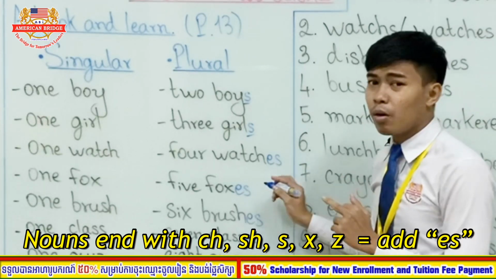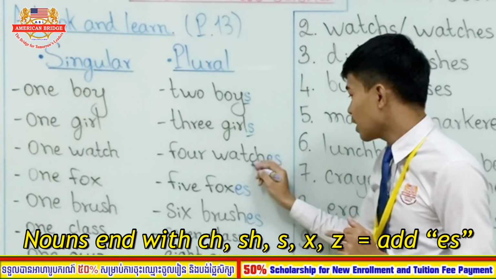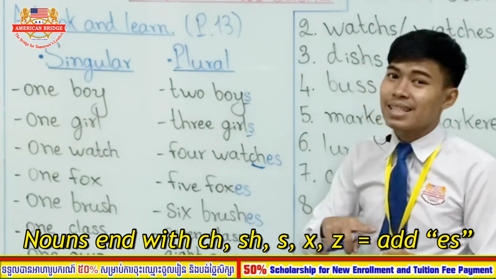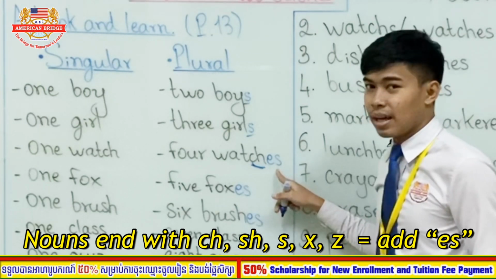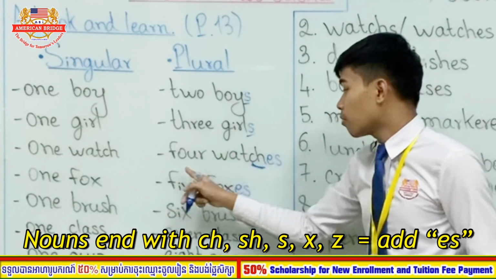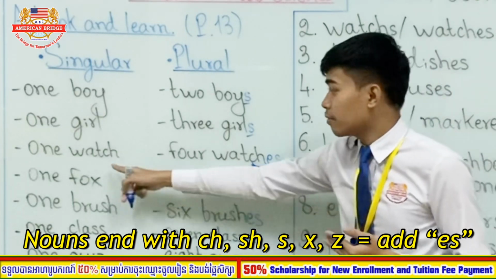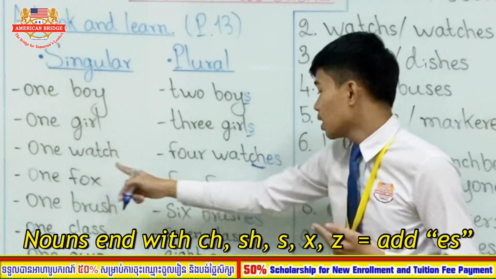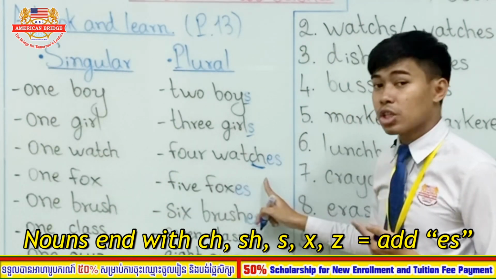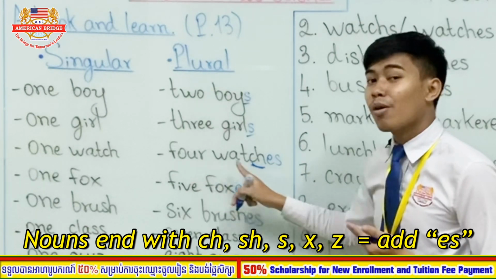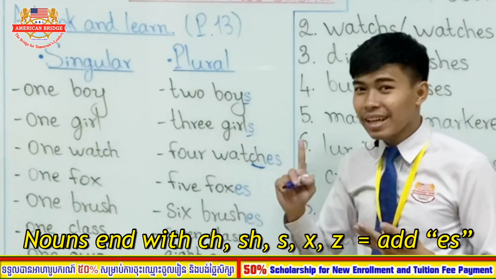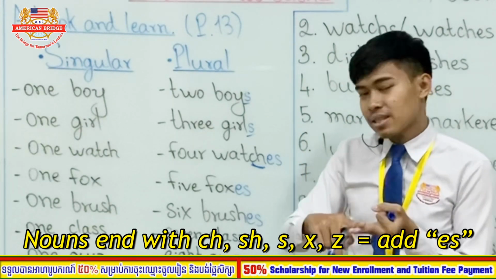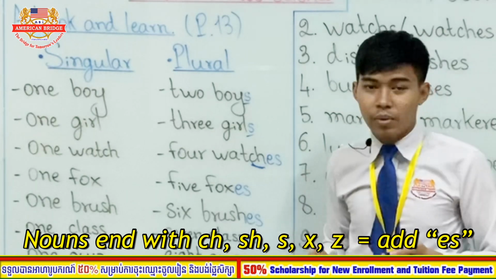But because the word watch ends with letter ch, like I tell you, when the noun ends with letter ch, sh, s, x, and z, we have to add es. Okay? So one watch, four watches. Here we read watch, the ch sound. But when we add es, four watches, four watches. Okay? Again, a noun that ends with letter ch, sh, s, x, and z, we have to add es.